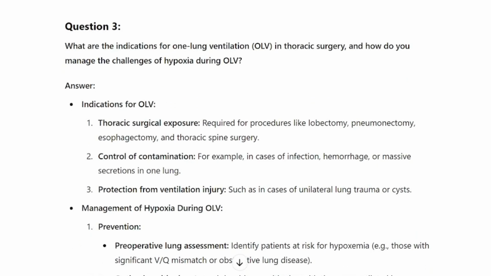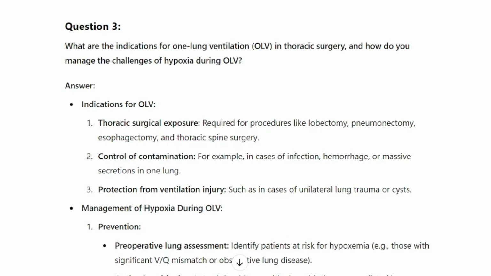Question 3. What are the indications for one-lung ventilation, OLV, in thoracic surgery, and how do you manage the challenges of hypoxia during OLV? Answer: indications for OLV. 1. Thoracic surgical exposure, required for procedures like lobectomy, pneumonectomy, esophagectomy, and thoracic spine surgery. 2. Control of contamination, for example, in cases of infection, hemorrhage, or massive secretions in one lung. 3. Protection from ventilation injury, such as in cases of unilateral lung trauma or cysts.